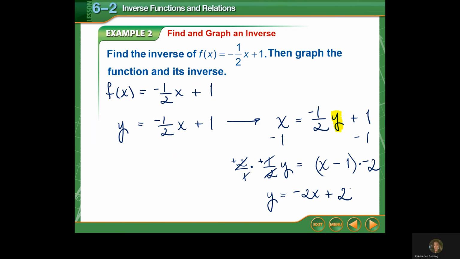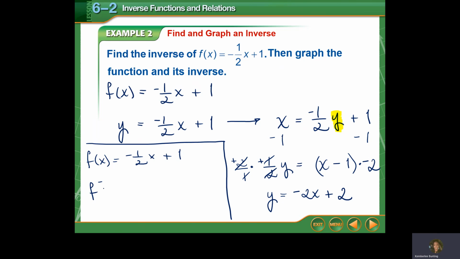So young people, to write my answer out, if f of X equals negative 1/2 X plus 1, then f inverse of X is equal to negative 2X plus 2. How are we feeling?